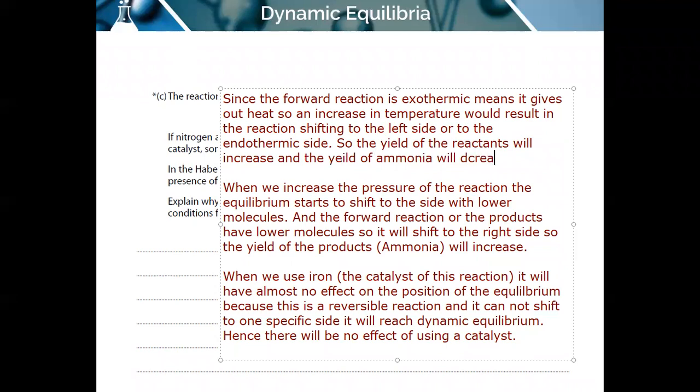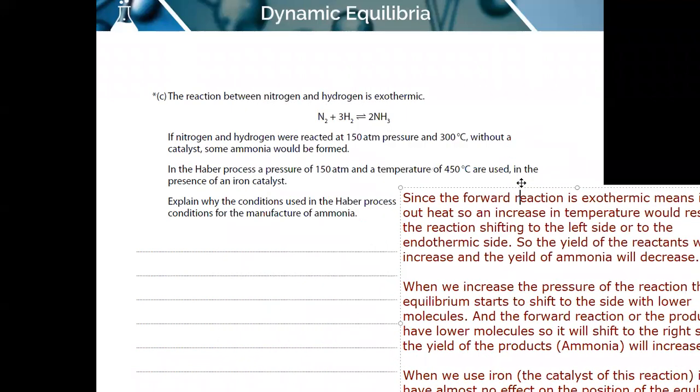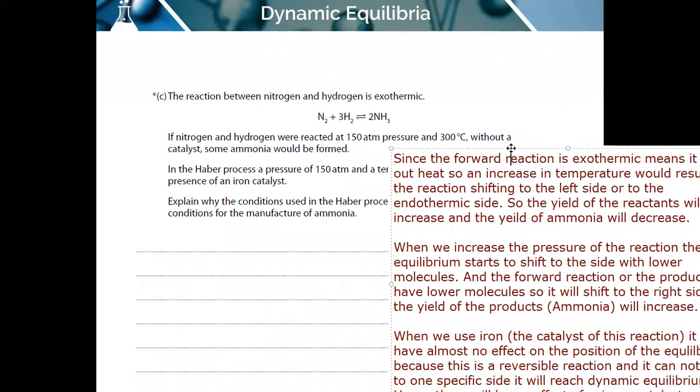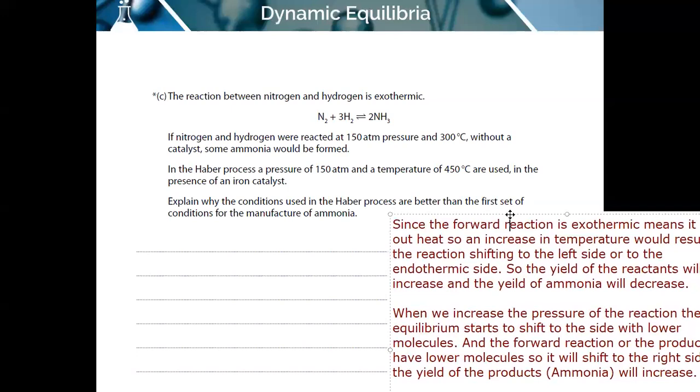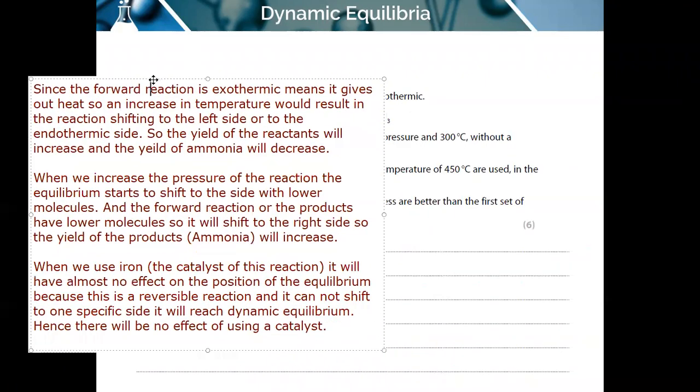Now, what you have said is completely correct. The question is asking you, why is it better to use 450 over 300 degrees centigrade? They're saying, explain why the conditions used in the Haber process are better than the first set of conditions. How will you explain this?